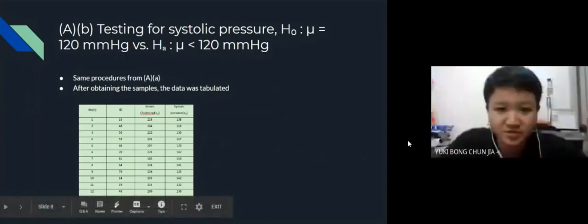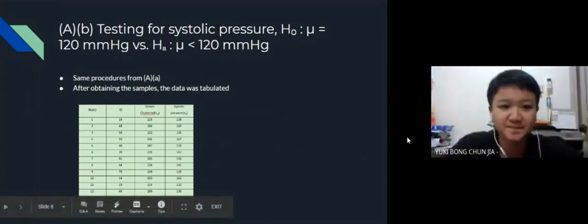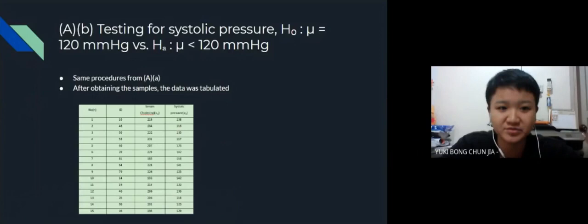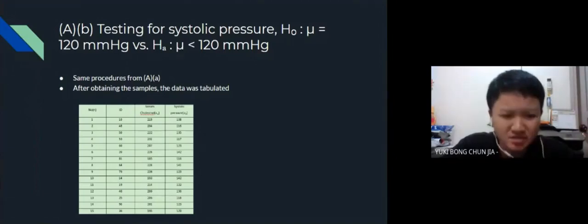So my name is Yuki Bong Chunja. I'm going to present a hypothesis test for systolic pressure, where the null hypothesis is mu equals 120 mmHg, and the alternative hypothesis is mu is less than 120 mmHg.